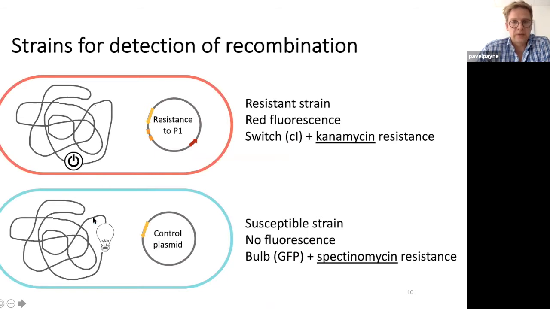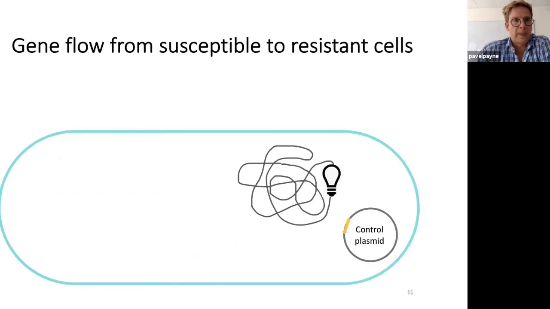And the susceptible strain, which is not fluorescent, had spectinomycin resistance and the GFP, the bulb, in the chromosome. Right. So this is the experimental system. And now, what happens when the gene flow from the susceptible to resistant cells occurs?